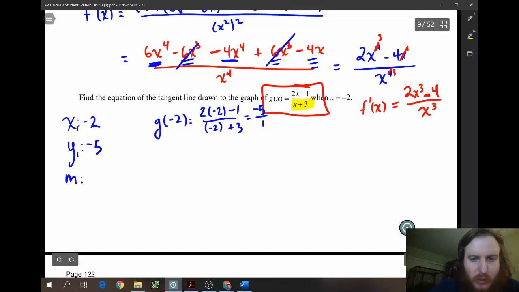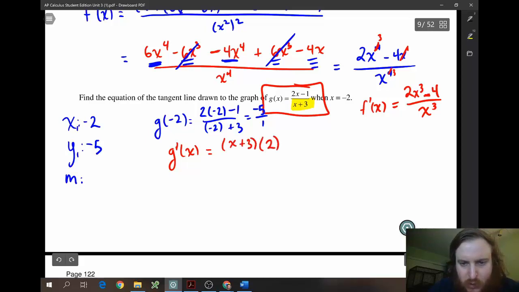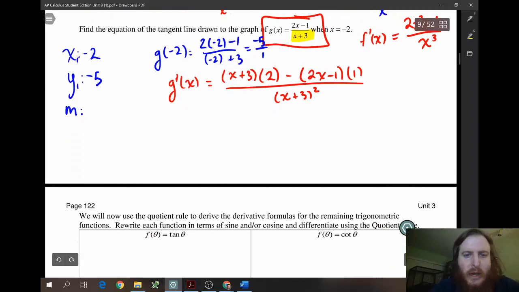So before we can plug it into the derivative, let's use another color, we need to actually take the derivative. So g prime of x equals, we're going to do low, so leave the low alone, d high, derivative of 2x minus 1 is 2, minus high, d low, all over low squared. So this is it with x's. Now, you can simplify, but whenever we're doing tangent lines or plugging in, I just plug in right now. I don't worry about simplifying. It's easier to actually just plug in first.